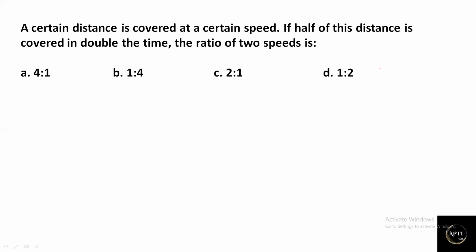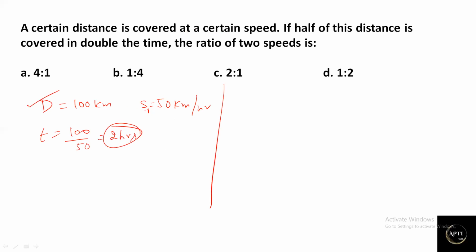This is just a logic based question. A certain distance is covered at a certain speed. For your better understanding, let's consider the distance you are going to cover is 100 kilometers. If you cover 100 kilometers with a speed of 50 kilometers per hour, let us consider it S1. Now how much time will you take? Distance by speed, 100 by 50, which equals 2 hours, correct? This is the first case. If you go a certain distance with a certain speed, you will take 2 hours.